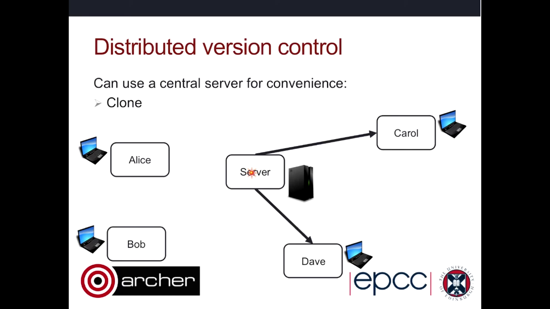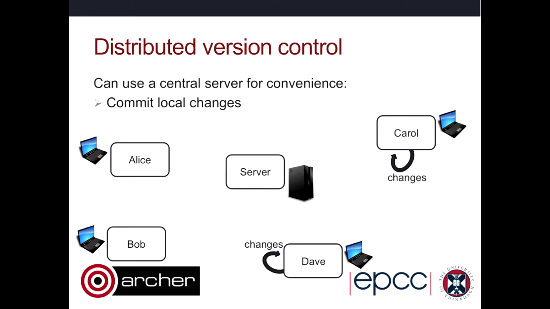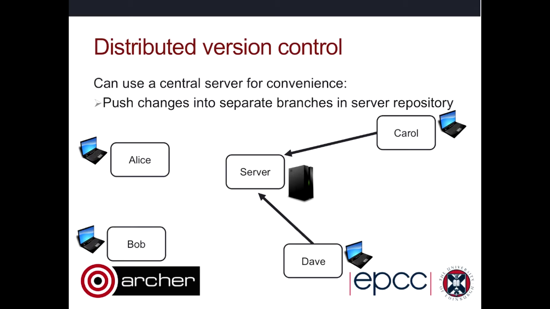As we'll see later, the point is that distributed version control systems allow you to use the centralized workflow, but they don't force you to. So Carol and Dave again make changes. They commit these changes to their own repositories, and then they push these changes into separate branches in the server repository. I didn't actually mention branches in the first instance when I talked about Alice ingesting the changes from Carol and Dave. But as we'll see, branches are extremely important in distributed version control systems. They tend to play a more important role than in centralized version control systems, because essentially they become the mechanisms for allowing repositories to communicate.